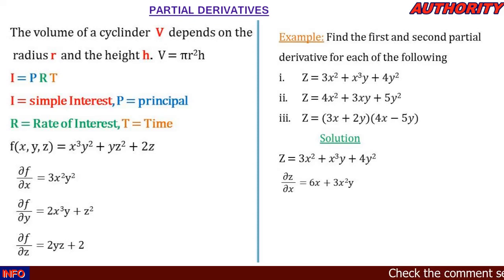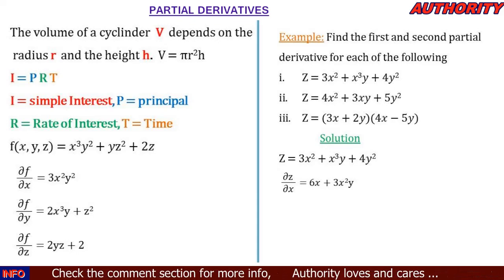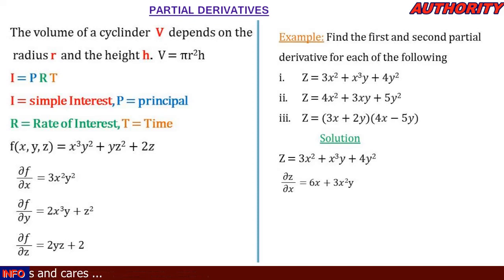Plus, now in x cubed y, we take y as a constant, just like a number, and then differentiate x cubed. When we differentiate x cubed, it gives us 3x squared y. You get it right? Yes. Plus, the next term, we have 4y squared. There is no x there. So, whatever we have here, we take it as a constant. And the differentiation of a constant gives 0. So, the first derivative of this function z with respect to x gives us 6x plus 3x squared y. You get it right? Good.